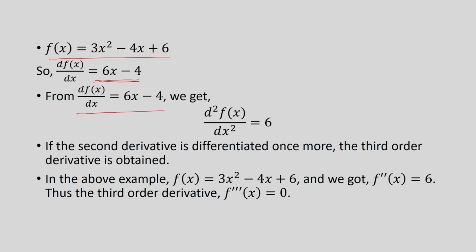Now, we want to find out what is the second derivative. For that we have to differentiate this once again with respect to x, and if we do that, we shall get d square f(x)/dx square is equal to 6. The reason being that minus 4 will drop out because the derivative of a constant is 0, and if you differentiate 6x with respect to x, you get 6 multiplied by 1, because 6 is a constant. Therefore, you have only 6.